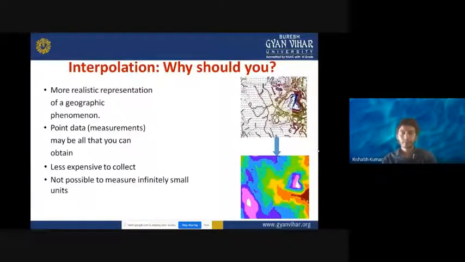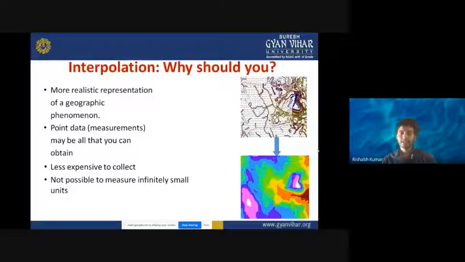And point data or measurements may be all that you can obtain, right? You cannot obtain data at every single point. The data that you can obtain is going to be your point data. You cannot obtain continuous data at every point. You can only obtain data at specific locations and at specific stations, so that is going to be your point data. But if you want to represent a spatially continuous phenomenon, then you will have to use the interpolation method.